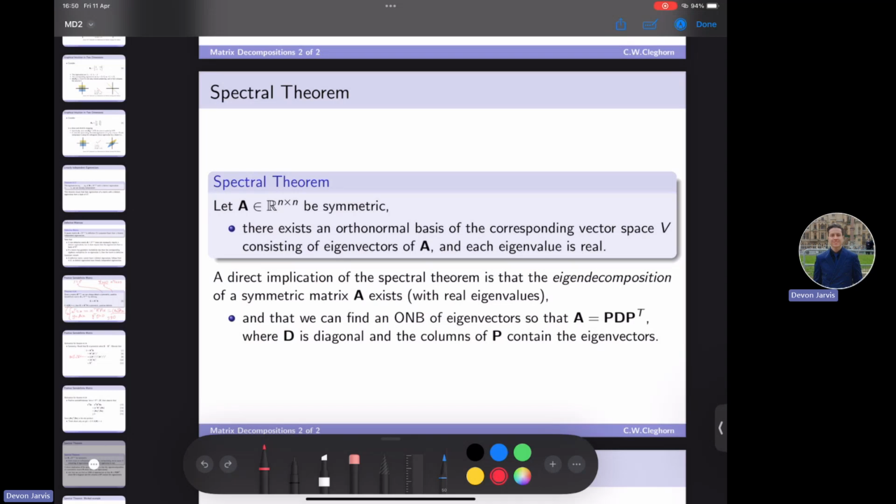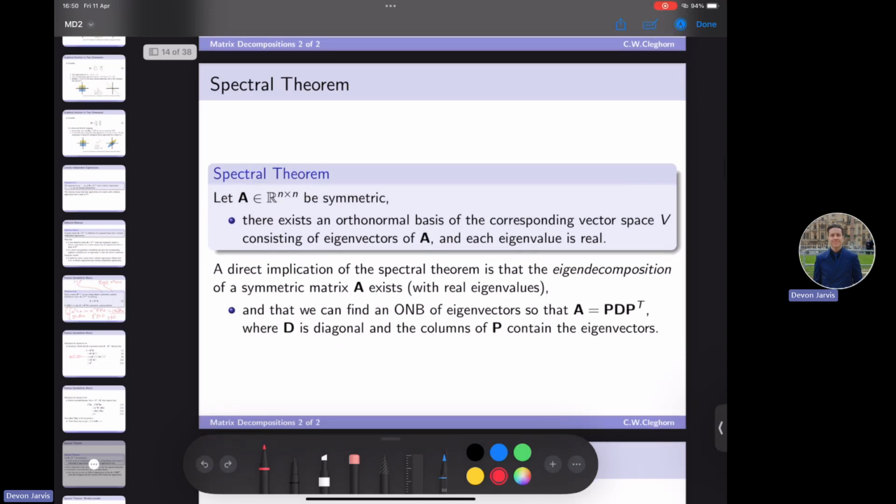So a direct implication of the spectral theorem is that the eigendecomposition of a symmetric matrix A exists with real eigenvalues, and that we can find an orthonormal basis of eigenvectors, so that if A is doing that eigendecomposition where D is diagonal, the columns of P contain the eigenvectors. So in other words, you can eigendecompose A and then get an orthonormal basis out of the eigenvectors. Again, that is the foundation of principal components analysis.